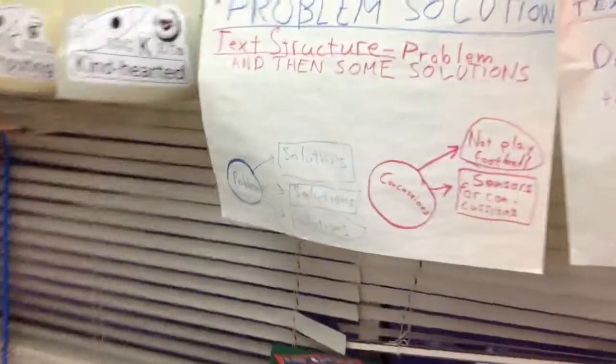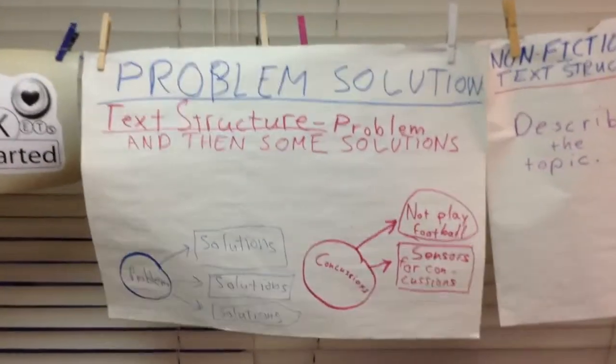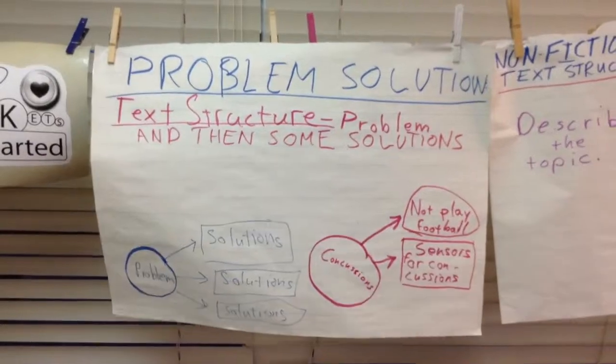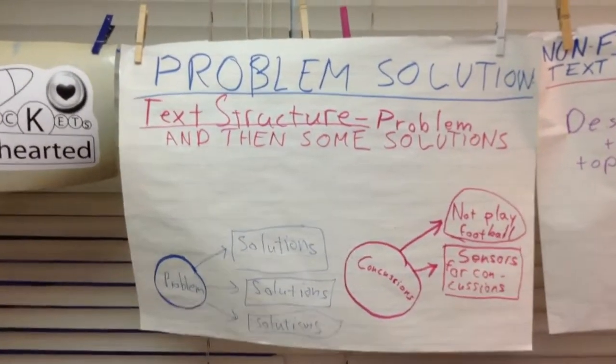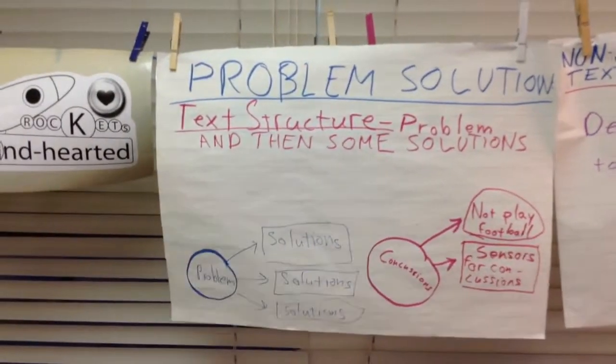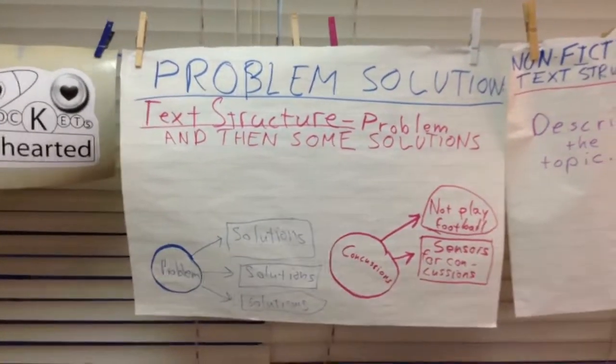Now, a quick review of the types of informational text that we've been going over in our classroom. One of them is problem solution. Does it center around a problem? Like, remember, in Time for Kids, we had that article about the football players getting concussions and how one of the solutions was to have a sensor to see if they'd hit their head hard.